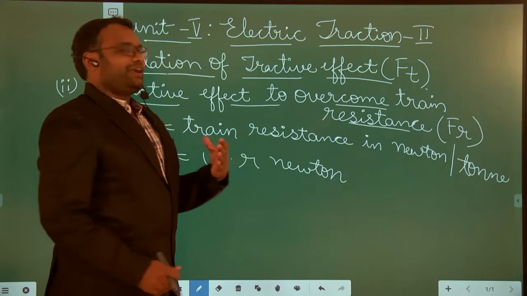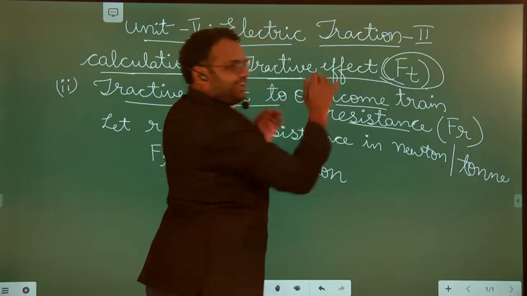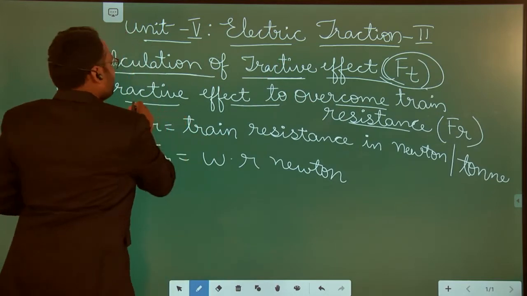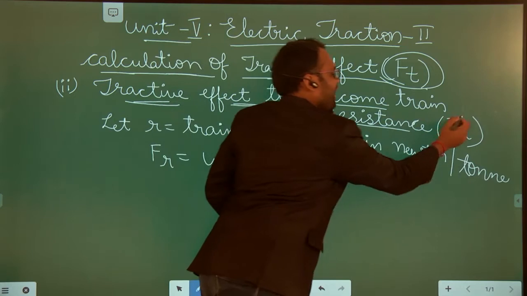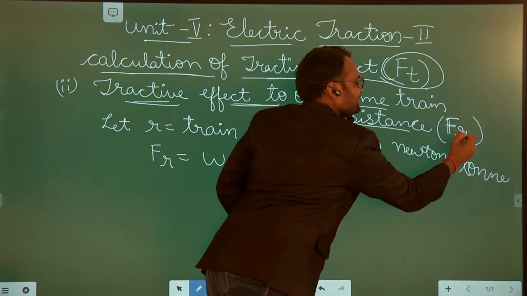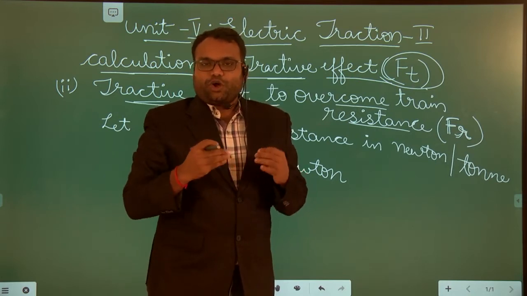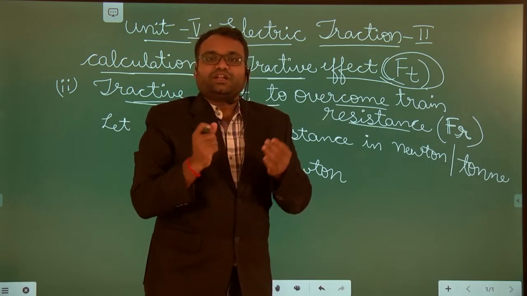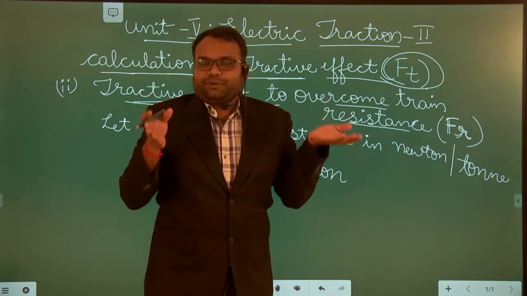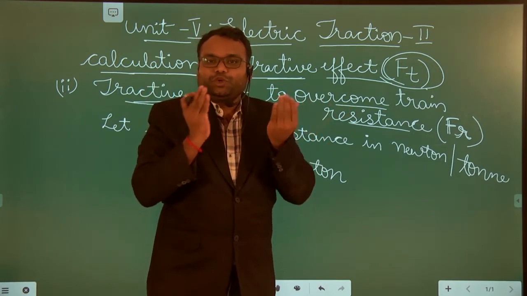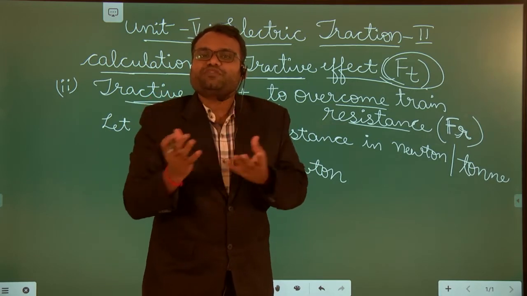So the second part is the calculation of tractive effort Ft. In that Ft, the second part is the tractive effort to overcome the train resistance, that is Fr. So the tractive effort is useful to afford the total resistance of that locomotive, to overcome the motion of that locomotive.